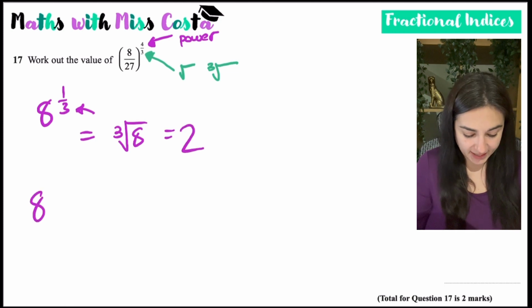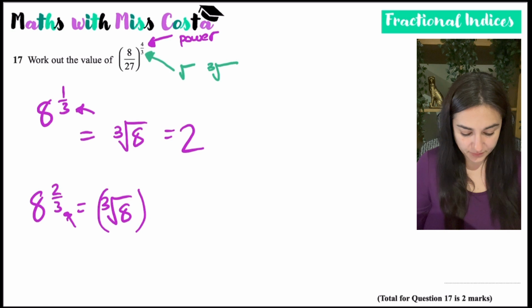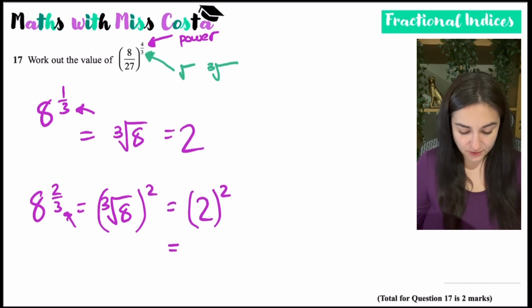Okay. If I had 8 to the power of 2 over 3, I would cube root it. So it'd be the cube root of 8 to the power of 2. So that would become 2 to the power of 2, which is 4.